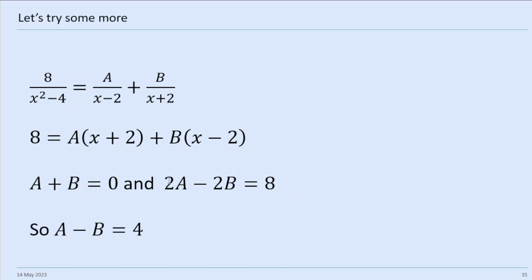And then we divide through by 2 here. A minus b equals 4. So 2a equals 4, because we add these two together. So 2a is 4, and the b's cancel. A is 2. And if a is 2, b must be minus 2, because a plus b is 0.